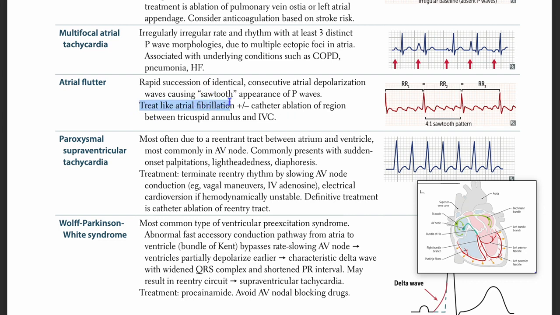Treat like atrial fibrillation, with or without catheter ablation of the region between the tricuspid annulus and IVC. Okay. What's over there? So tricuspid is right here, and IVC is around here. So I guess that's where the majority of the ectopic comes from. Just remember that this is where you do it, because they might ask you that.